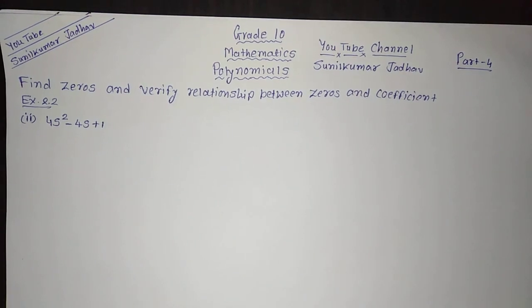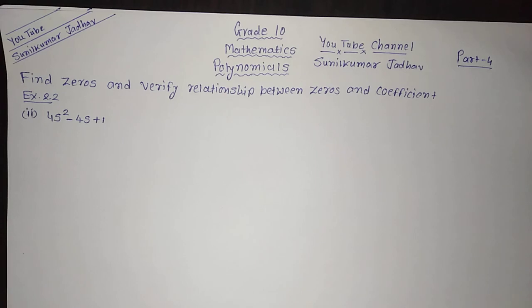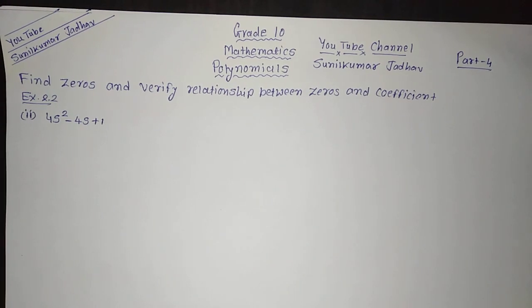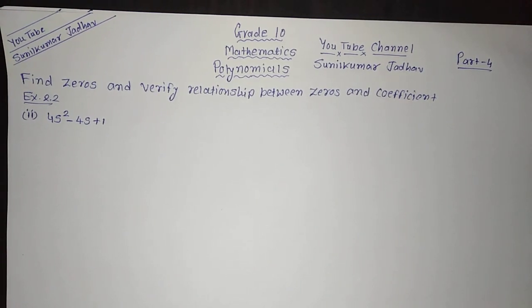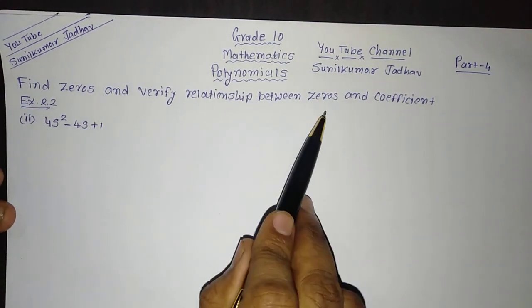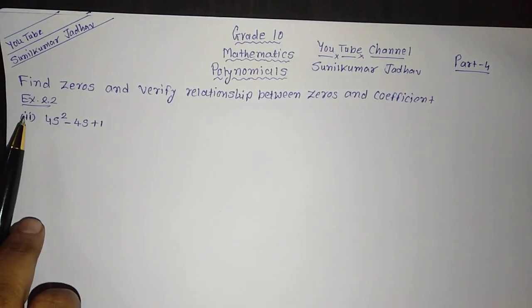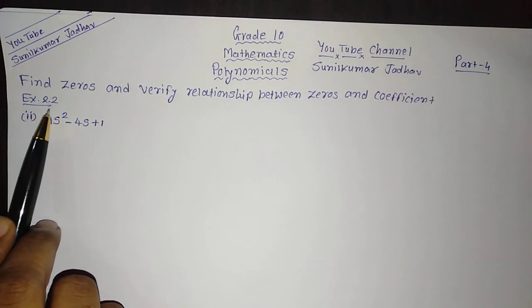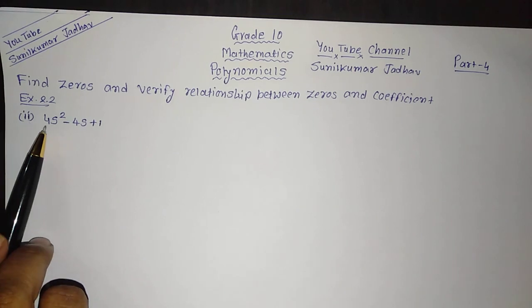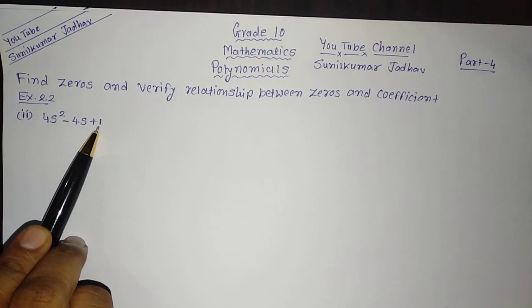Let us begin with exercise 2.2 question number 2, which we are going to solve here. Find zeros and verify the relationship between zeros and the coefficient. This is the question given in the NCERT textbook exercise 2.2 question number 2: 4s square minus 4s plus 1.